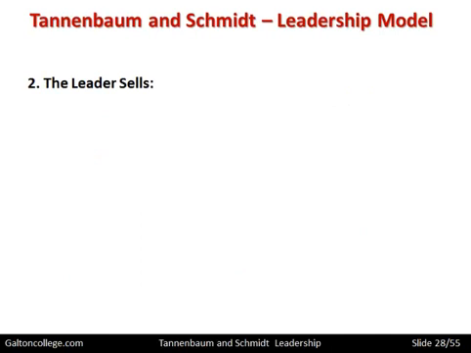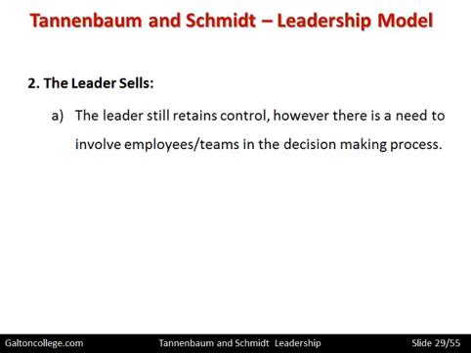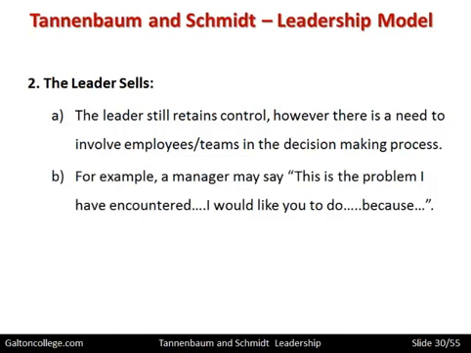The leader sells the idea. This was the next point along when we looked at the scale earlier. The leader still remains in control. However, there's a need to involve employees and teams in the decision-making process. So there is more involvement of the teams. There's more consultation. For example, a manager may say, "This is the problem I have encountered. I would like you to look at this because of that." So there's more getting the employees on board, more involvement of the employees, more explanation.